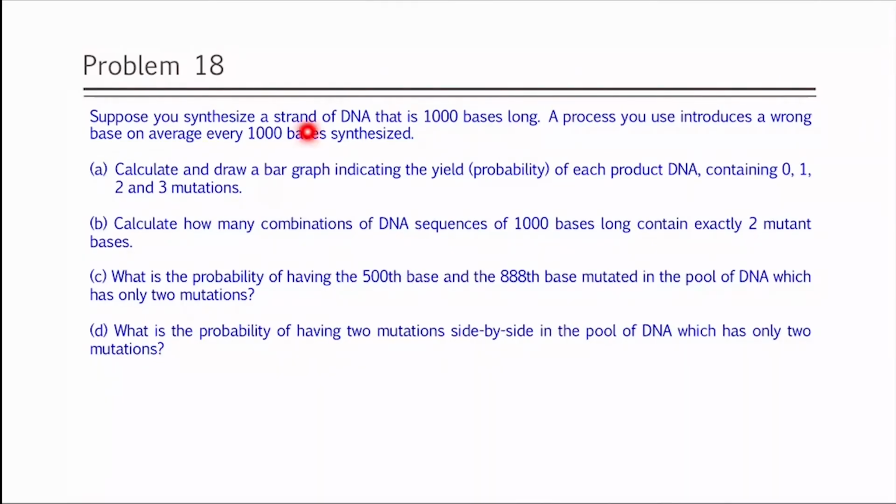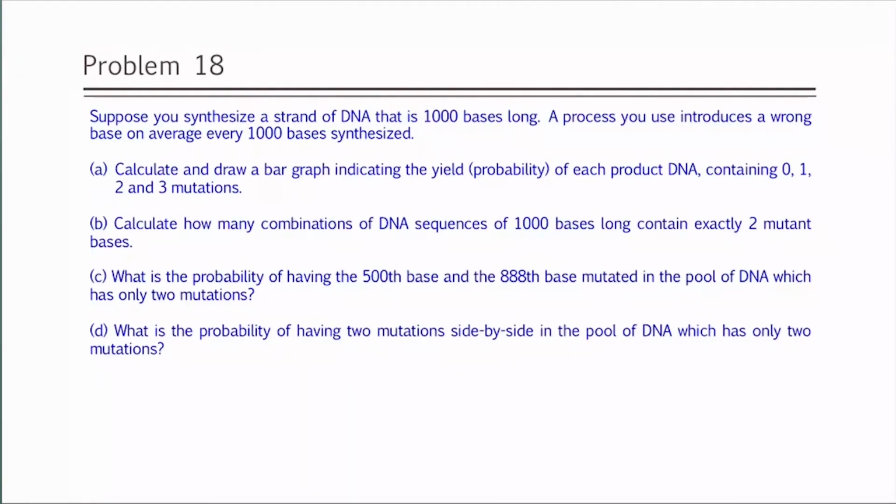Suppose you synthesize a strand of DNA that is 1000 bases long. The process you use introduces a wrong base on average every 1000 bases synthesized, which means that if you synthesize 1000 bases, there is a probability that one of the bases may be wrong. So, the probability of a wrong base is 1 by 1000, and the probability of a correct base is of course 999 by 1000. Keeping that in mind, it is almost like this binomial distribution, right, because there are two events: head or tail, or mutation or non-mutation.